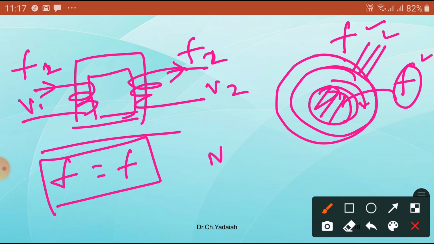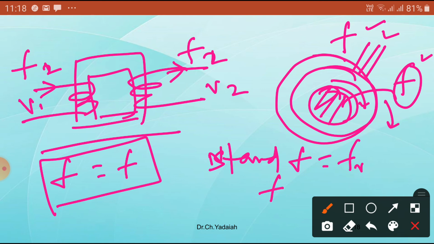But in the motor, at standstill there is no speed on the rotor, so the frequency of the rotating magnetic field equals the rotor frequency. Once the rotor rotates, the supply frequency may not be equal to the rotor frequency under running condition. That depends on a factor we will see. So this frequency changes.